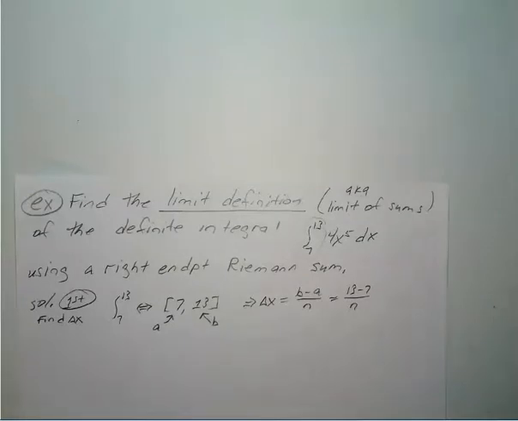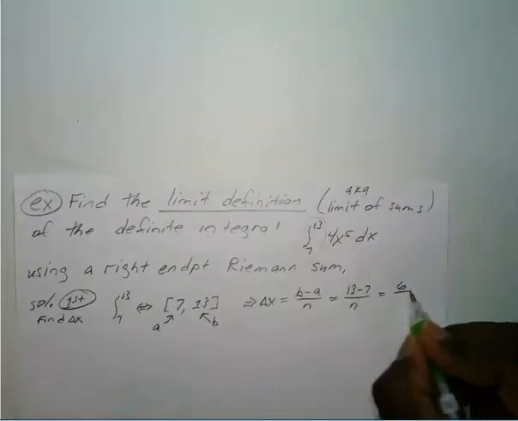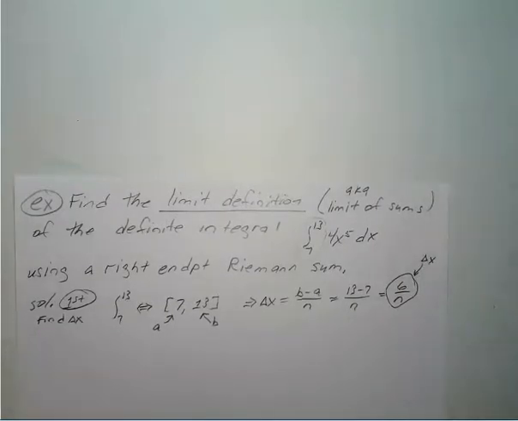Now this one's a little different than our area video, because if you remember, on our area video, it said we want 4 subintervals or 5 subintervals or 6 subintervals. So we knew that n would equal that 4, that 5, or that 6. Here, n is approaching infinity, so we don't have a value for n. So we just end up with 6 over n as our delta x. That's how this is a little bit different.